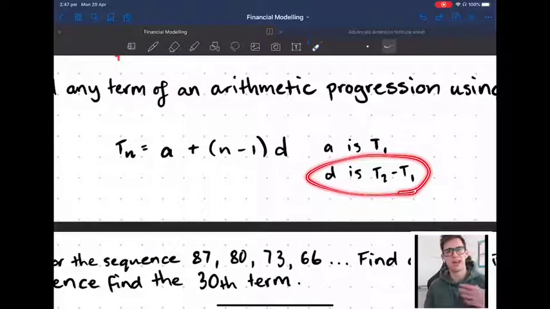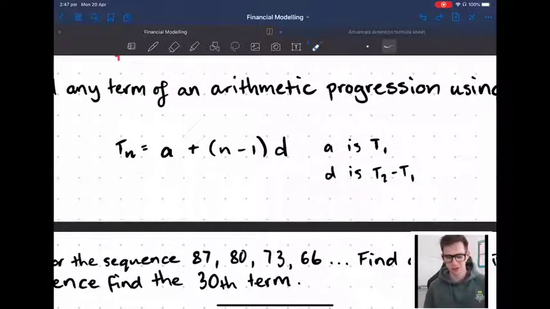Difference, which is to say our second term take away our first term. And then all we're going to do for any arithmetic sequence, so when it's adding on, it could be taking away, just remember that's like adding on a negative number, it's going to be our first value, so a, plus 1 less than the number we're up to, times the common difference. Cool? And that's our rule.